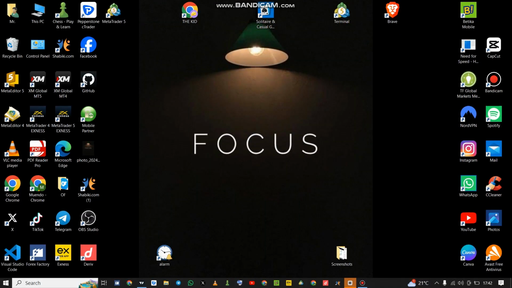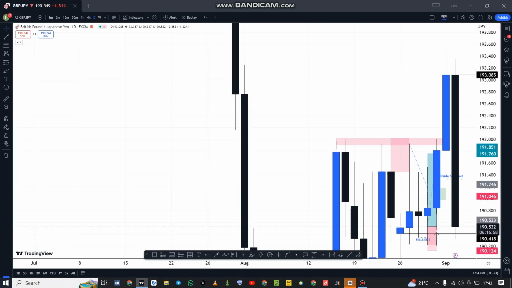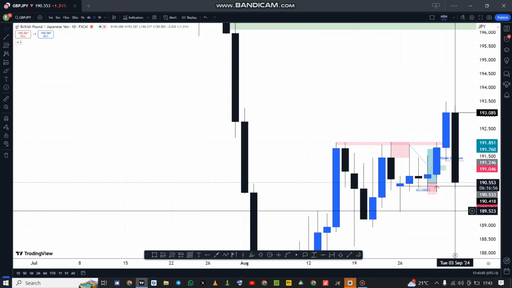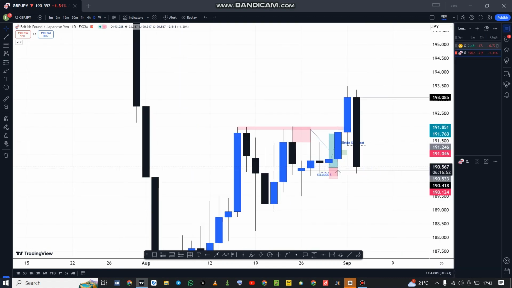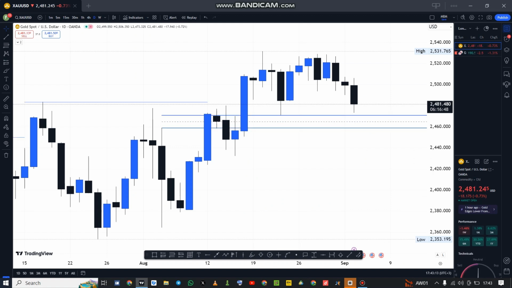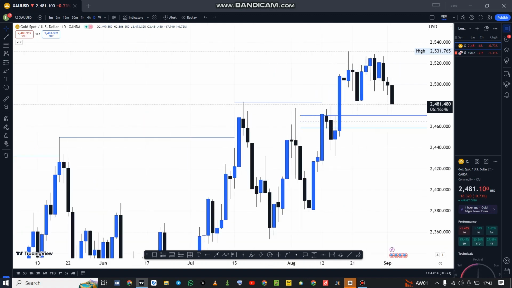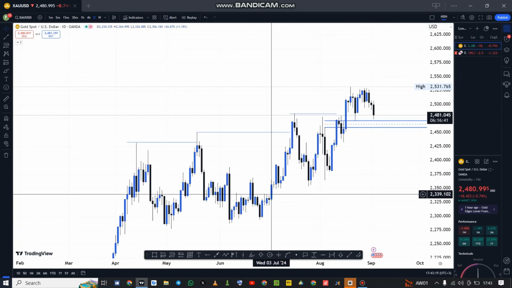Today I will be teaching you, not necessarily teaching, I will be taking you through the analysis of gold till the present price action. So as we open TradingView, this is GBP JPY. So I'm looking for gold. I usually trade gold and/or GBP JPY. So we are just going to focus on the current price action.